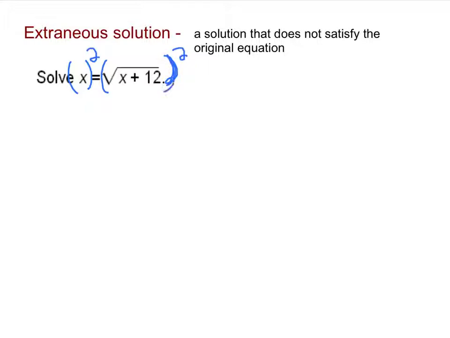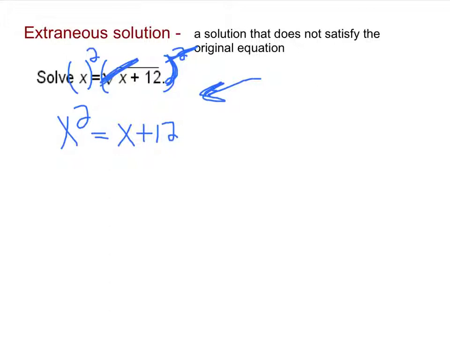Now, when I square x, I get x squared. Next, this square cancels this square root. So what's left is x plus 12. Here's how you solve an equation like this. You get all of the variables and constants on the left side. You move them all to the left side.